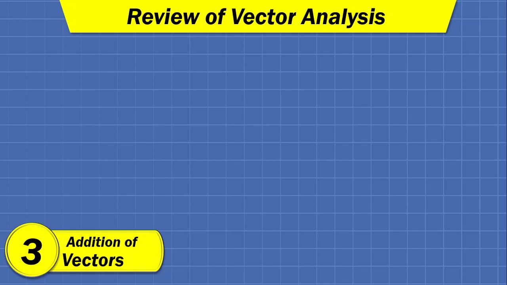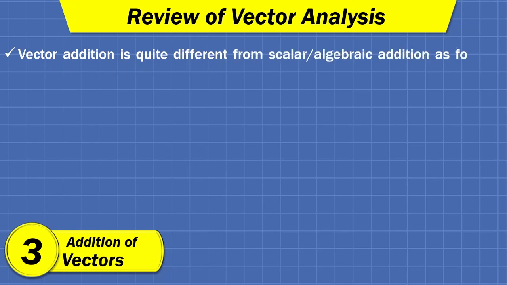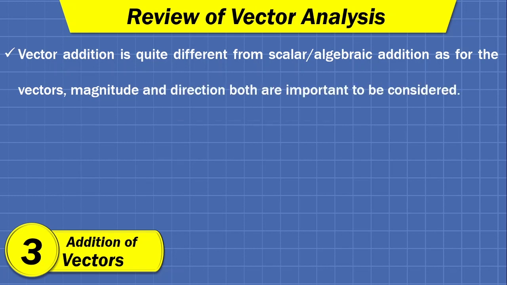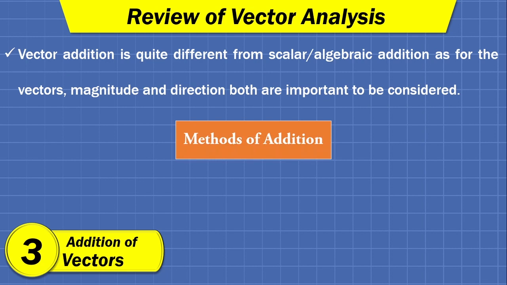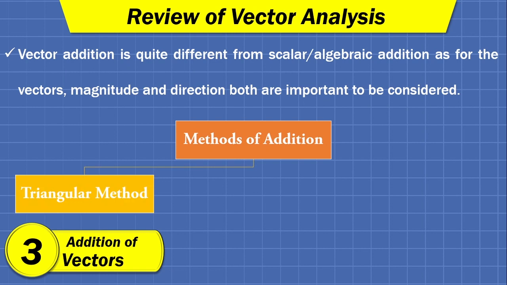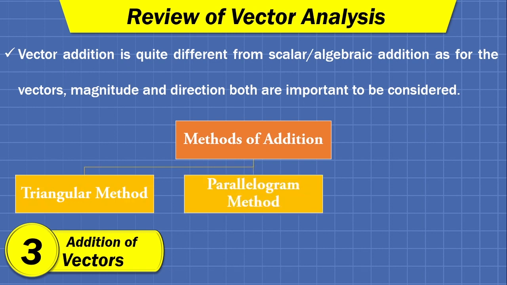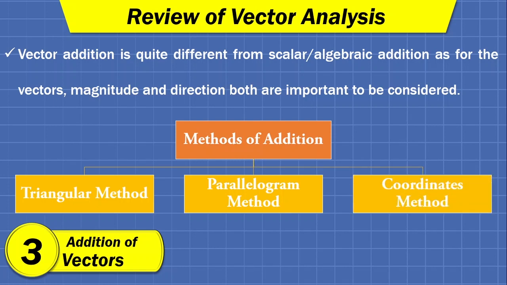Now very important algebraic operation, that is addition. So vector addition is quite different from scalar or algebraic addition, as for the vectors magnitude and direction both are important. So methods of addition, generally we have three methods. First is triangular method, which is very popular. Second is parallelogram method. It is also popular, but it is quite cumbersome when more than two vectors are to be added. And third is coordinate method. So we will learn each of these methods step by step.